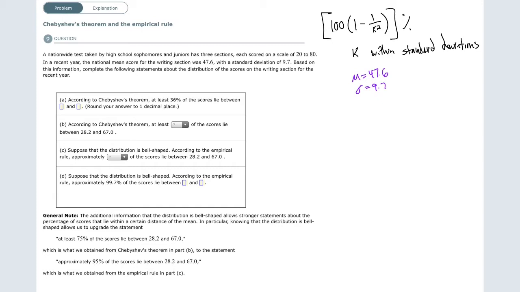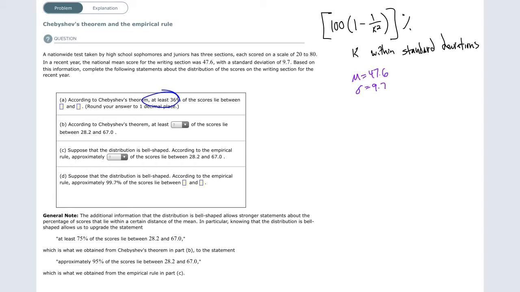All right, so the Chebyshev theorem is telling us what percentage of data falls close to the mean. On part A, it says, according to the Chebyshev theorem, at least 36% of the scores lie between blank and blank. This one's a little bit weird. I started you off with a hard one, I feel like, because you have to go backwards.